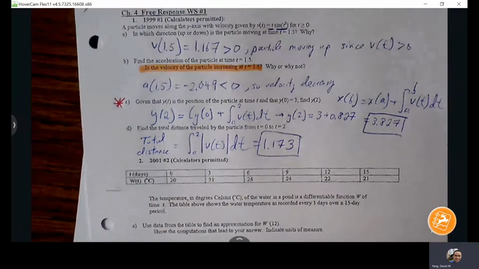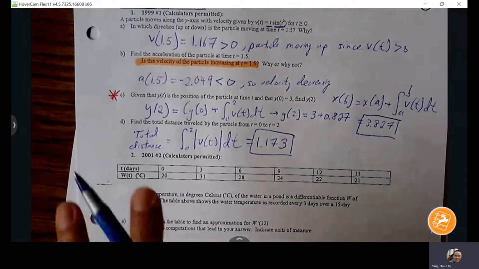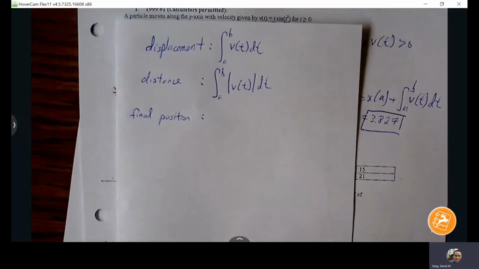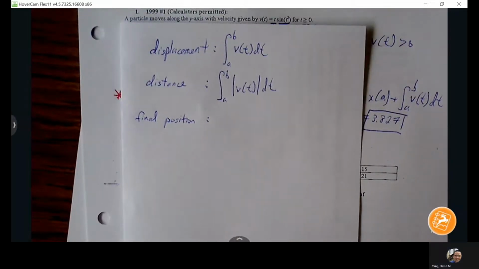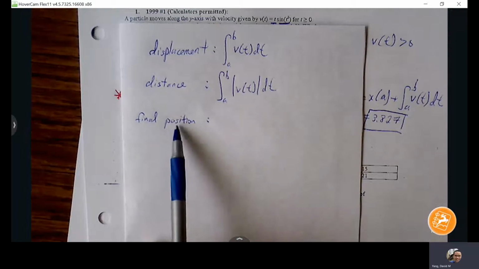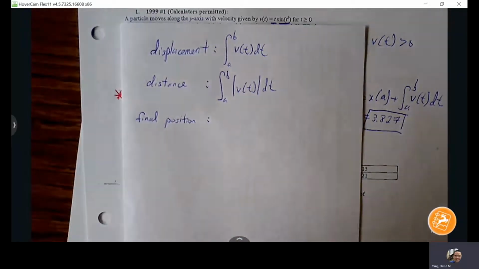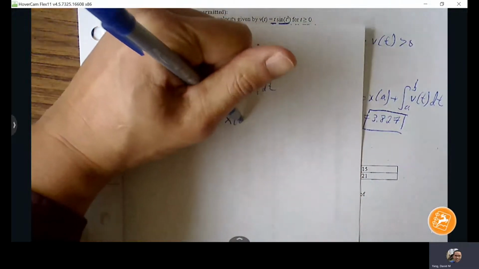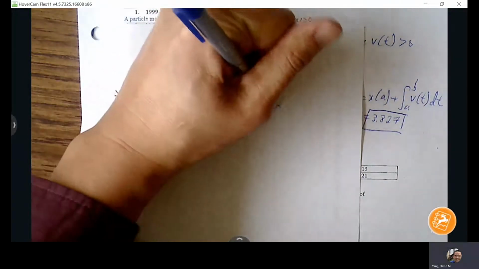Okay, I've seen students, and I don't think this is difficult in terms of displacement, total distance, and position, but it is easy to mix them up. So I want to talk about some distinction here. Displacement is just the definite integral from a to b of v of t. Distance is just the definite integral of the absolute value of v of t. Now, if I'm looking for a final location, then I have to involve adding it to something. I've got to add displacement to my starting position.